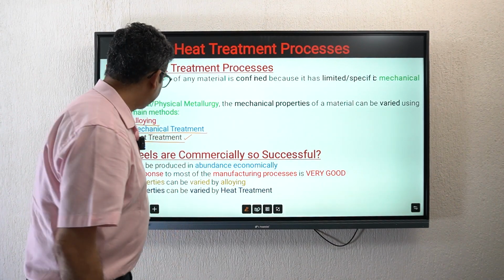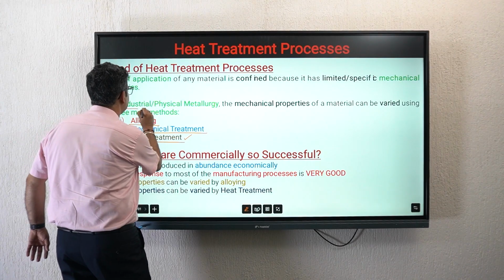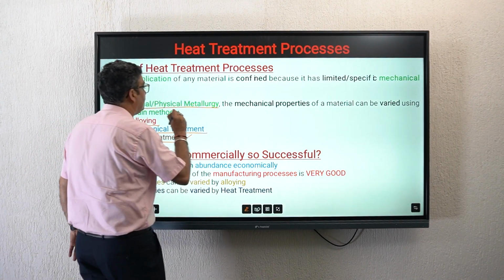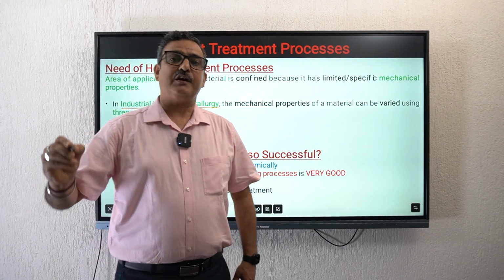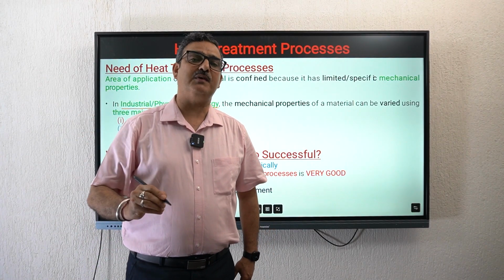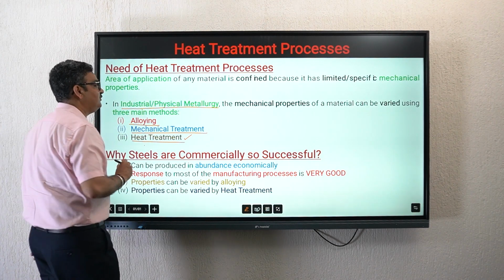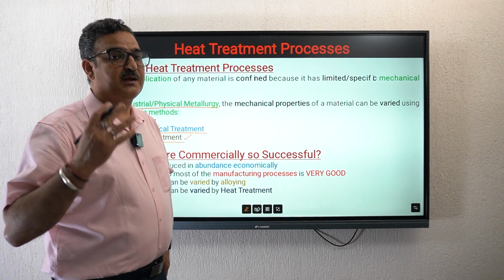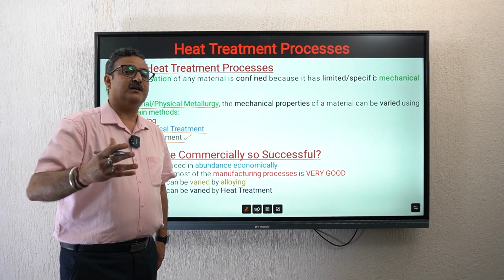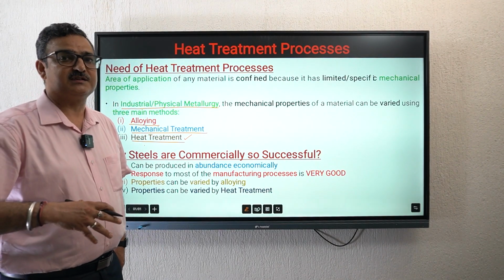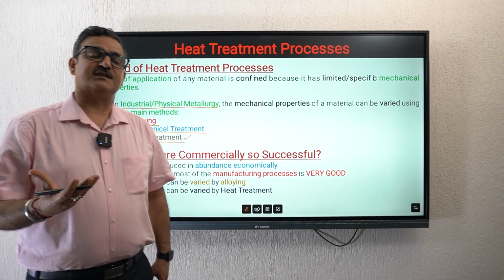So what did I say? I said that in physical metallurgy or industrial metallurgy, the prime objective is to change the mechanical properties of a material system according to a specific application which you have in mind. And there are three ways in which we change the mechanical properties. One is by alloying, second is by giving some mechanical treatment, and third, which is our topic of discussion, by giving a suitable heat treatment to your material system.